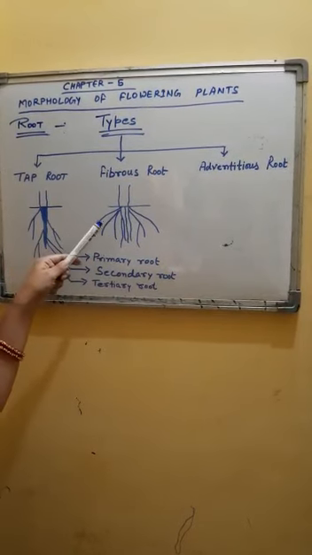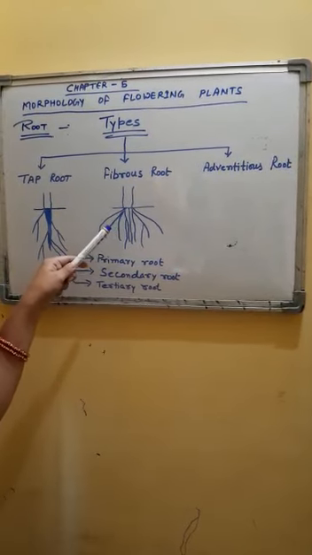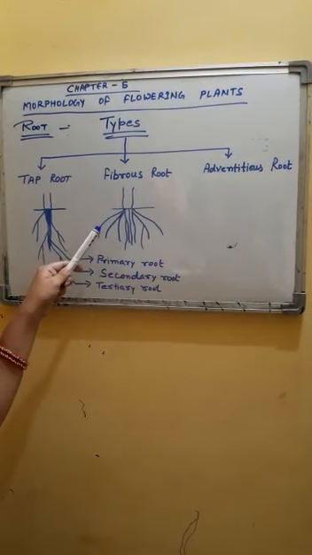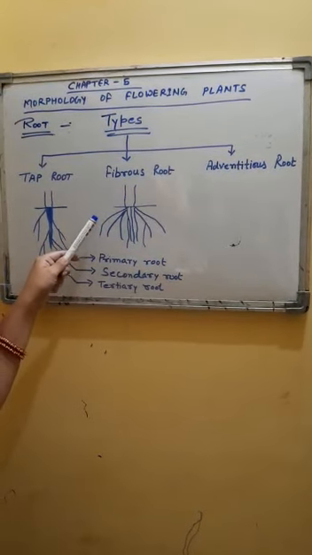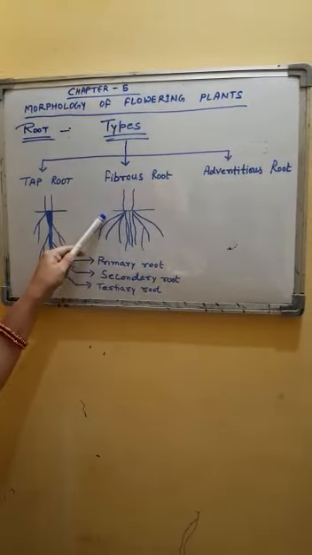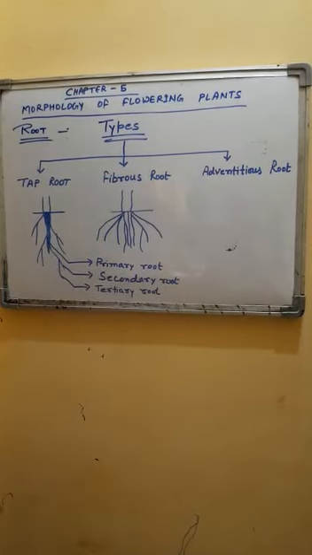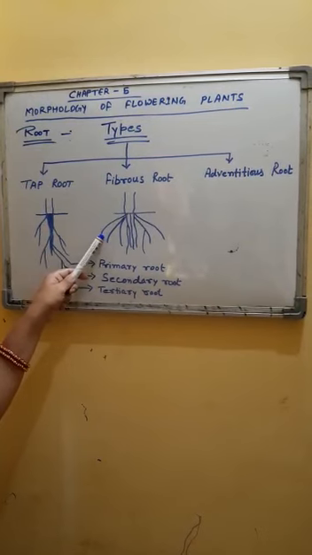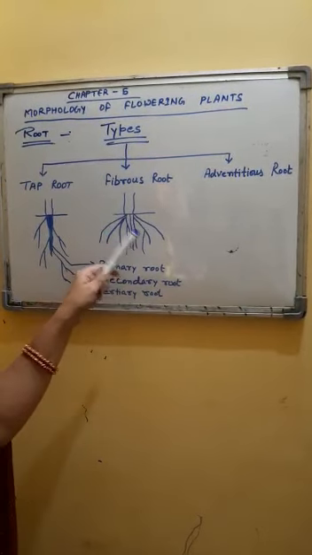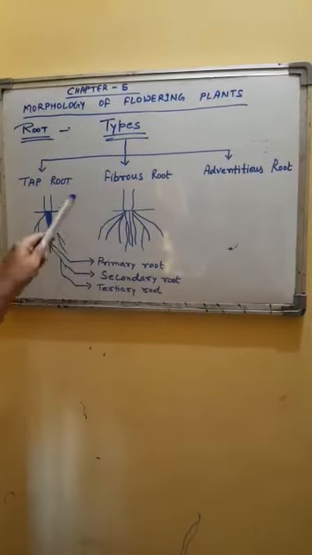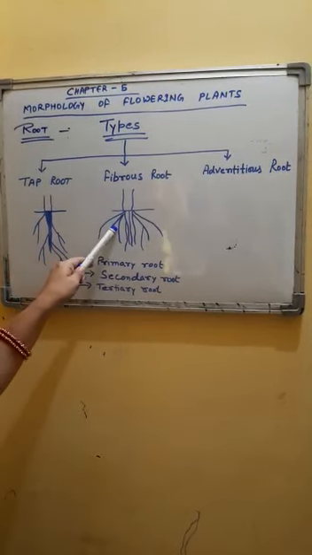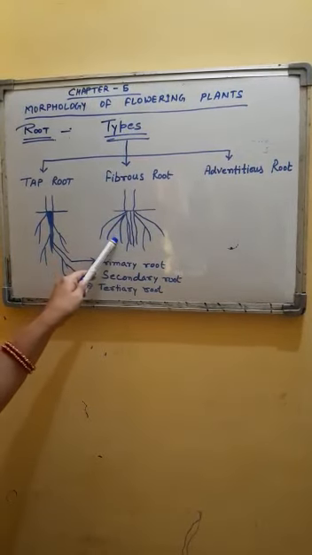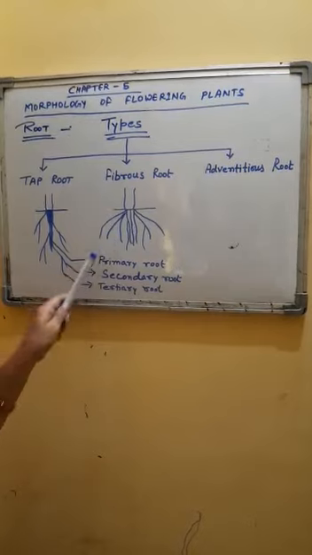Here the primary root just gets replaced by a large number of roots that originate from the base of the stem. All the roots here are more or less similar in thickness and are not differentiated into primary, secondary and tertiary root. So it is called fibrous root. It is a characteristic of monocot plants.